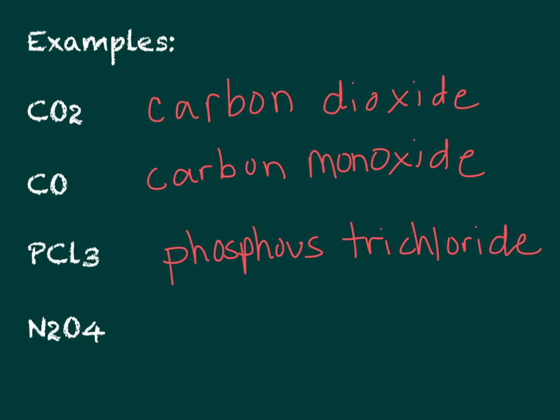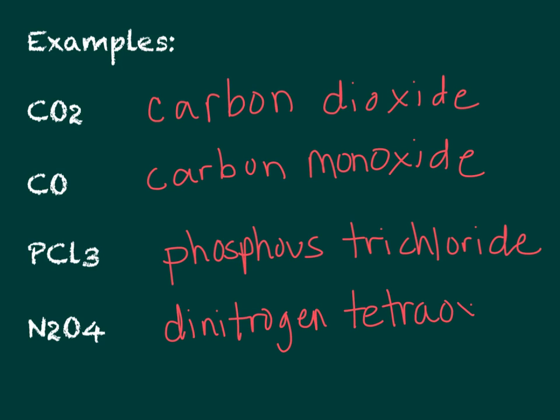And finally, I have N2O4. I see here that I have a subscript of 2 with nitrogen, so I'm going to use my prefix, dinitrogen. So I can use any prefix other than mono with my first element, and in my second element I have a 4. My prefix for 4 is tetra, so this is dinitrogen tetraoxide.